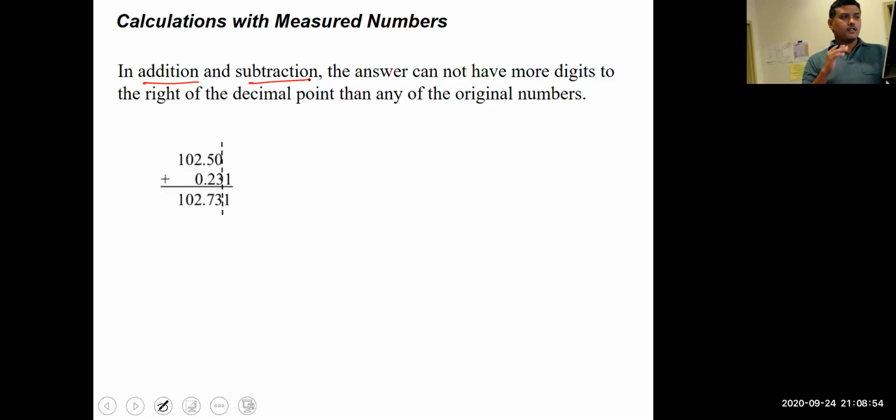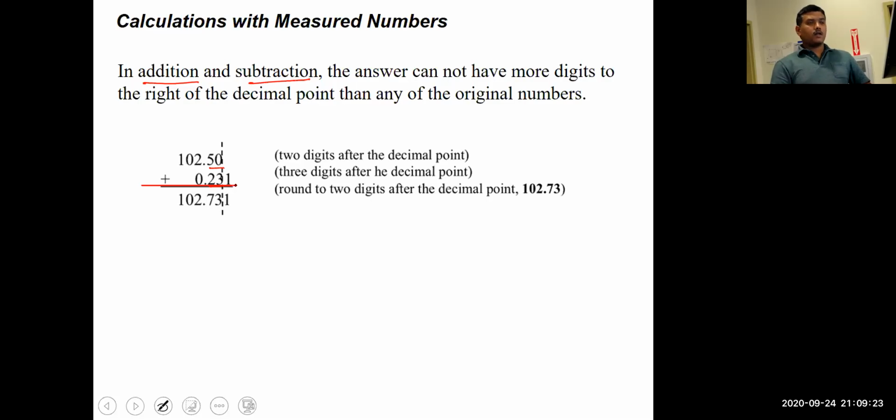Let's say you're adding these two numbers. One number has two decimal places, another number has three decimal places. So your answer can only be accurate up to two decimal places, because one of the numbers is only sure until the second decimal place. So you should round your number to just two decimal places. How do you do that? By cutting out the last number. So you will have the answer as 102.73.